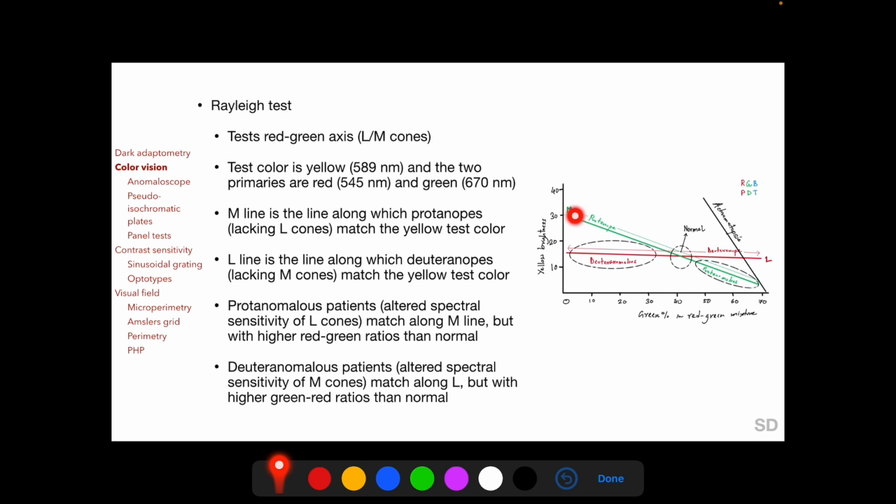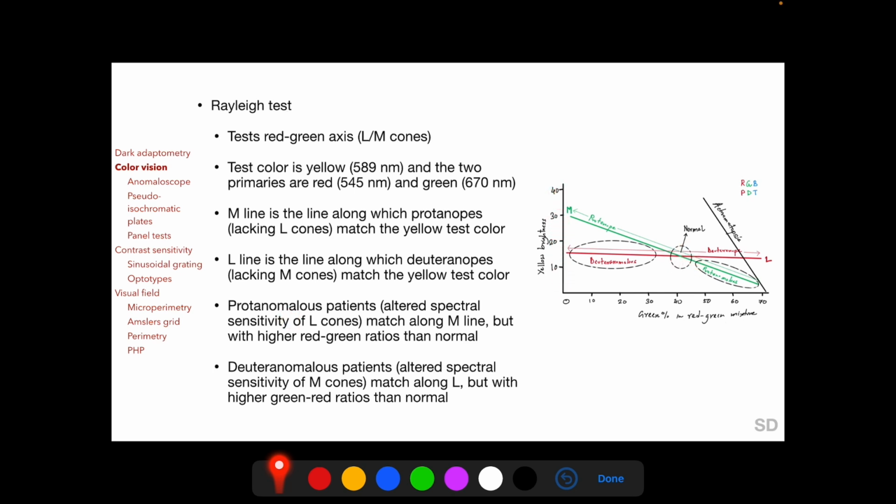The graph has an M line along which protanopes who lack L cones and have normal M cones can match any brightness of the yellow color, and an L line along which deuteranopes who lack M cones but have normal L cones can match any brightness of the yellow test color. At the intersection of the L line and the M line, normal subjects match the brightness of the yellow test color.